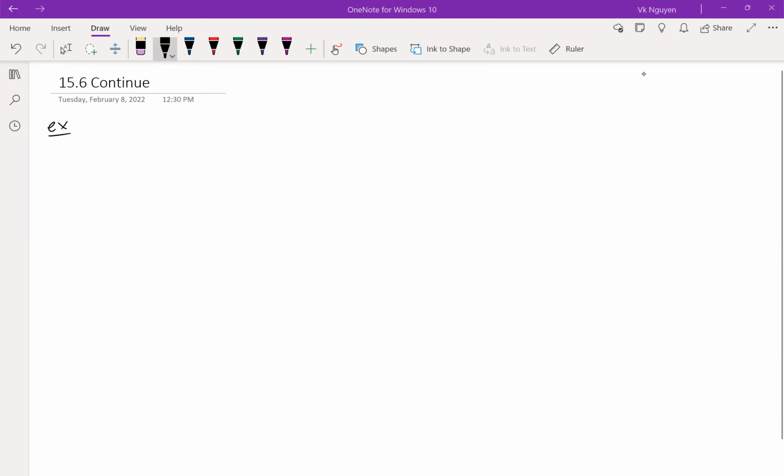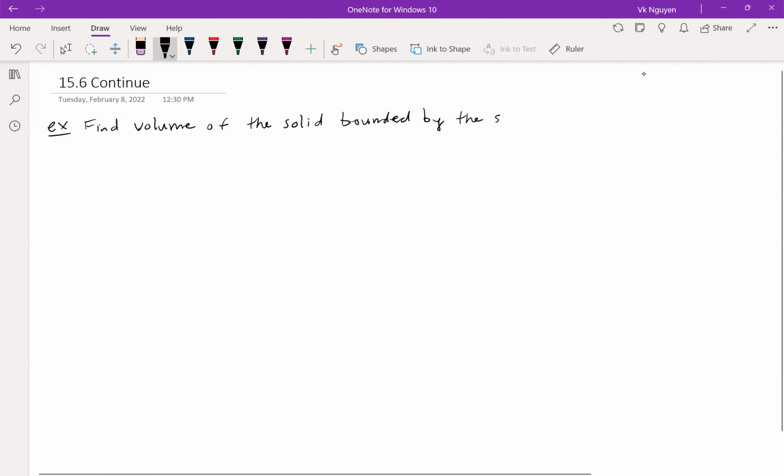Find the volume of the solid bounded by the surfaces y equal z square, y equal x square, y equal 1.